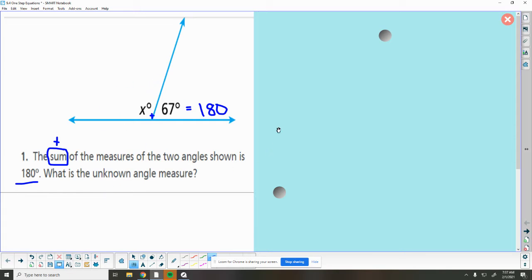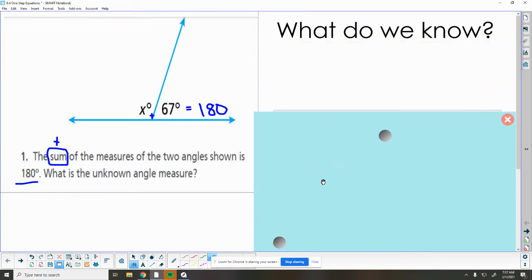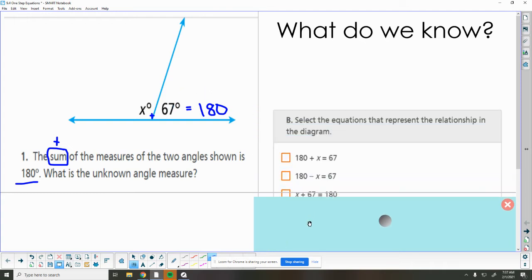A straight line always is 180. So first let's figure out, what do we know? So we know the total is 180. We know that this right side is 67. And we know we're looking for this left side of X. We know together the left side and the right side equal 180 degrees.